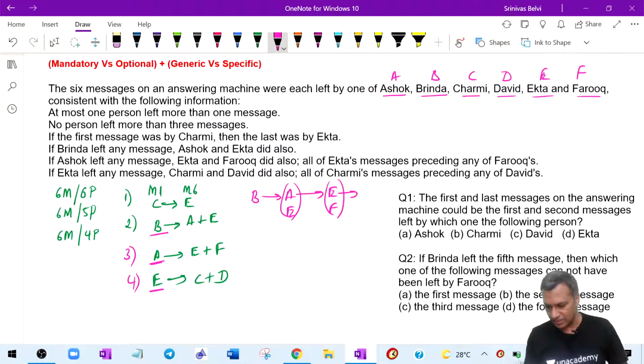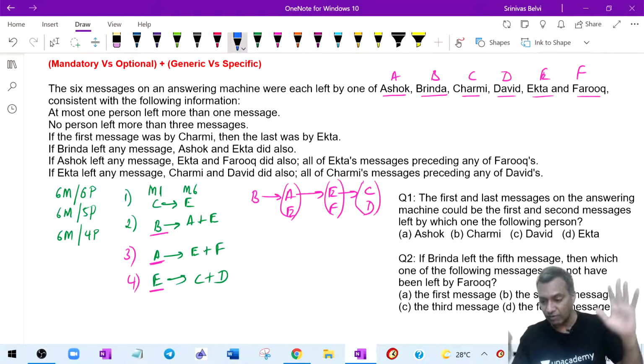Next one, E sends a message. C and D also send a message. All 6 distinct names have come up. A is here, B is here, A is here, second distinct one. E is here, the third distinct one. F is here, the fourth. C is here, fifth. D is here, sixth.